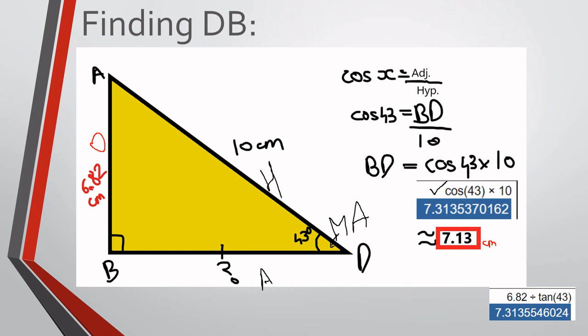So it becomes something like this, tan 43 equals opposite, which you have already, 6.82 upon adjacent, which is basically BD. I've written it here, okay? So you make this the subject simply by taking this up, this down. So 6.82 divided by tan 43, you get 7.31. Same answer as this, so it's fair enough.